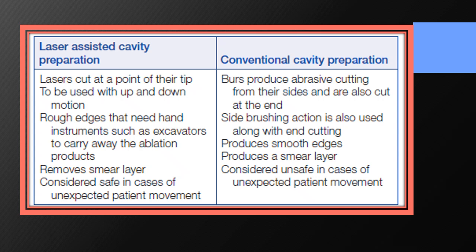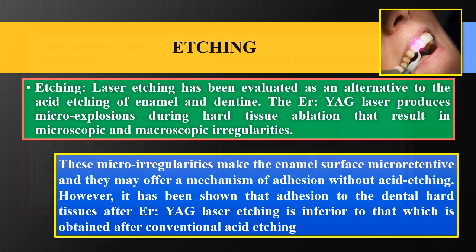The difference between laser-assisted cavity preparation and conventional cavity preparation is that laser cavity preparation takes a lot of time, but the main advantage is that it disinfects the area and removes the smear layer, while conventional cavity preparation takes less time, but it provides smooth edges and produces a smear layer. So these are the advantages and disadvantages between laser and conventional cavity preparation.